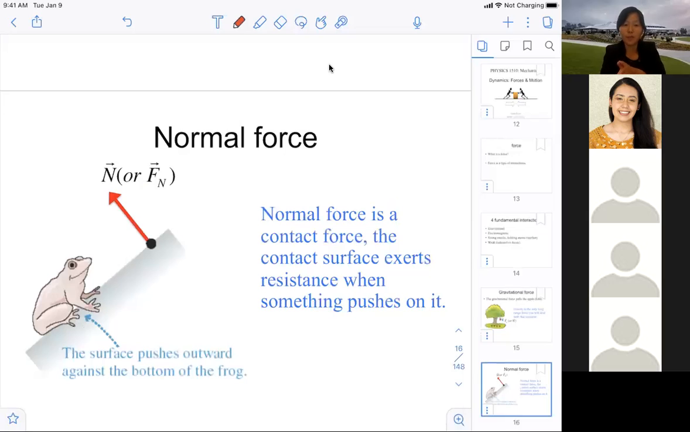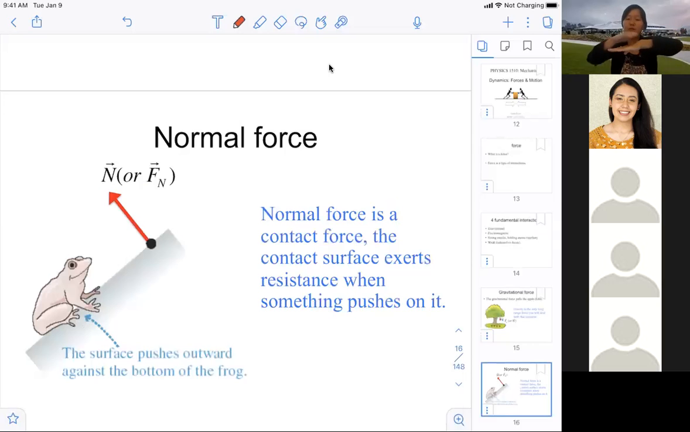So it simply is a supporting force. Normal force is a supporting force. When something pushes on the surface, the surface will support you with a force upward. So it's always perpendicular, or we say normal. Normal to what? Normal to the surface. If you have a frog sitting on the surface, the surface is providing a normal force on the frog, which is pointing directly upward and perpendicular to that surface, right?